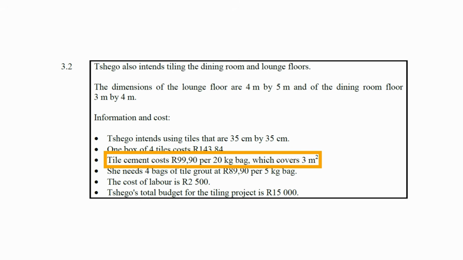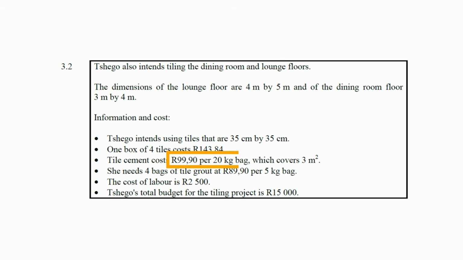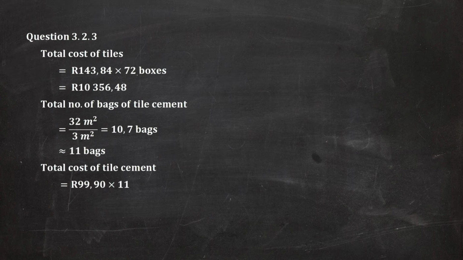The tile cement costs 99 Rand 90 cents per 20 kilogram bag, which covers 3 square meters. So the total number of bags needed for this project is 32 square meters divided by 3 square meters, and this equals 10,7 bags. Rounding up to the nearest whole bag will give you a total of 11 bags. Now the total cost for the tile cement would be 99 Rand 90 cents multiplied by 11 bags, and this equals a total cost of 1,098 Rand 90 cents.